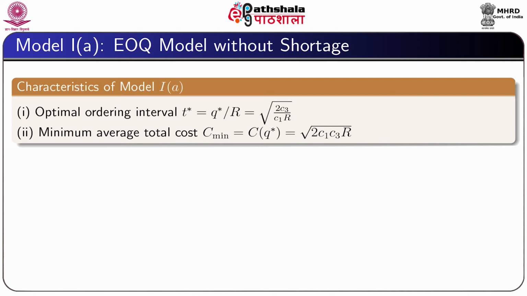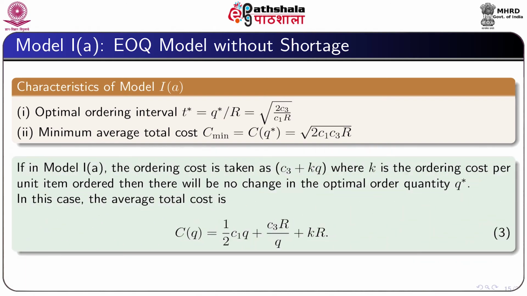Now, some characteristics of model 1A. The optimum order interval T star can be obtained as q star by R, which is root over 2 C3 by C1 R, and the minimum average total cost C minimum is equal to root over 2 C1 C3 into R.